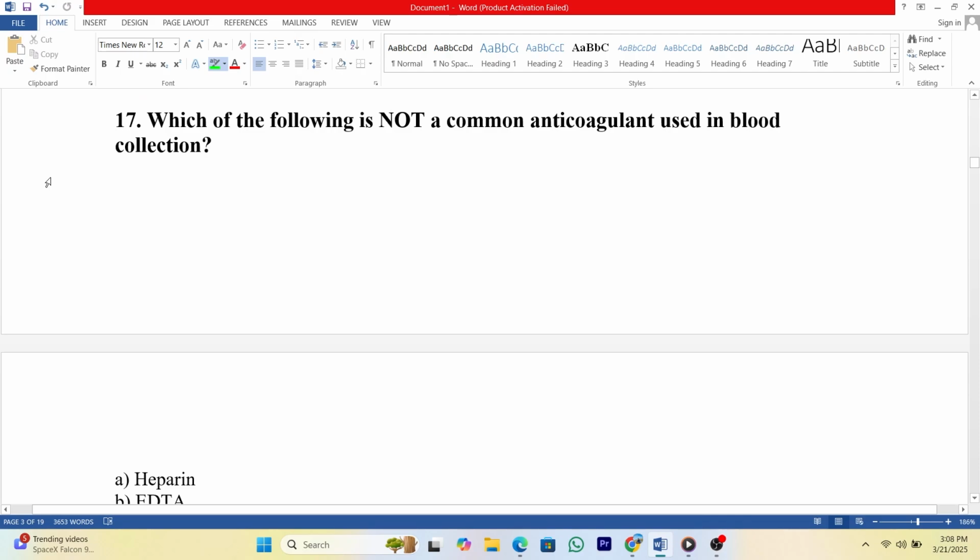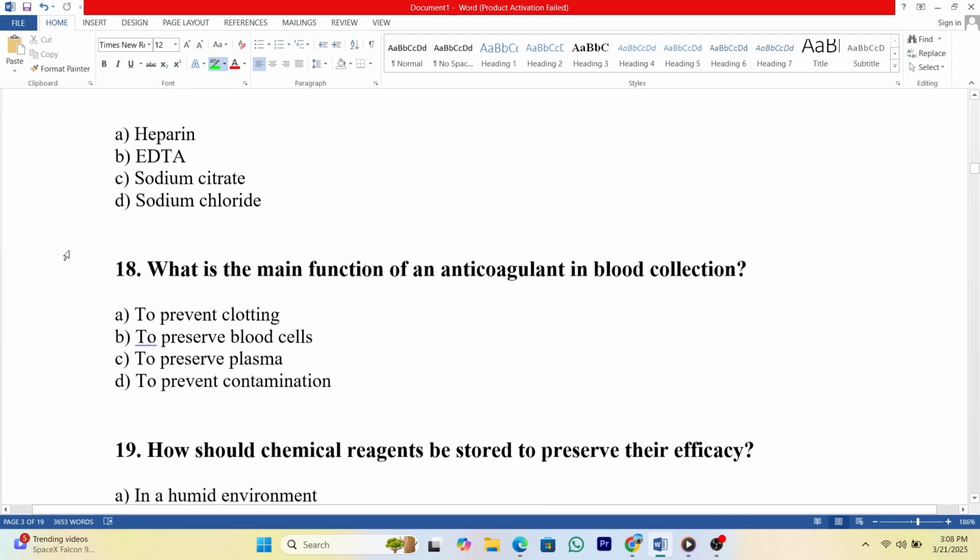Which of the following is not a common anticoagulant used in blood collection? A. Heparin. B. EDTA. C. Sodium citrate. D. Sodium chloride. Answer, D. Sodium chloride. 18.